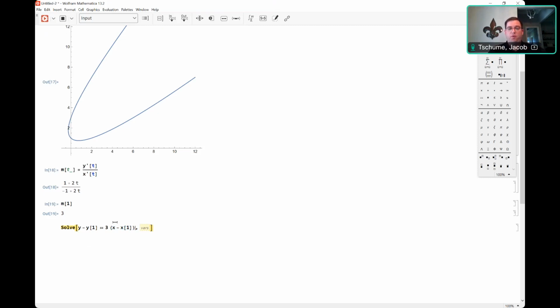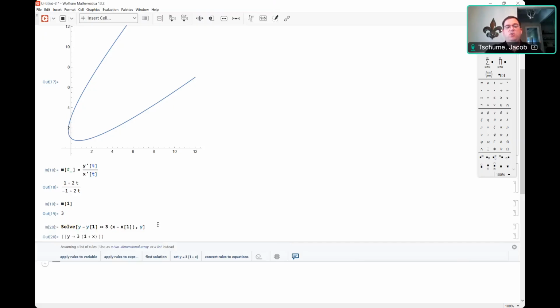This is my point slope formula. And what you have to tell Mathematica to do now is what letter do you want to get by itself? As you might remember from algebra, in slope intercept form, you want to get the y by itself. So let's let Mathematica run this. And as you can see, it's going to give you a little bit different form than you're used to. That's fine, just go with it. This says that the equation of the tangent line is y equals 3 times 1 plus x, which is the same thing as 3 plus 3x. So we have our tangent line.